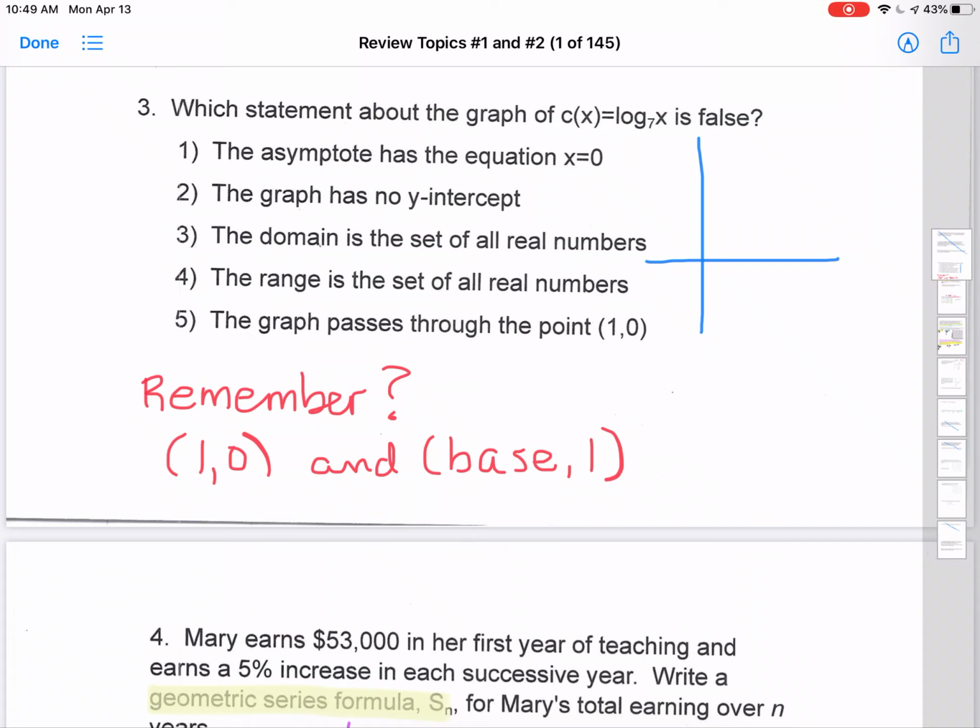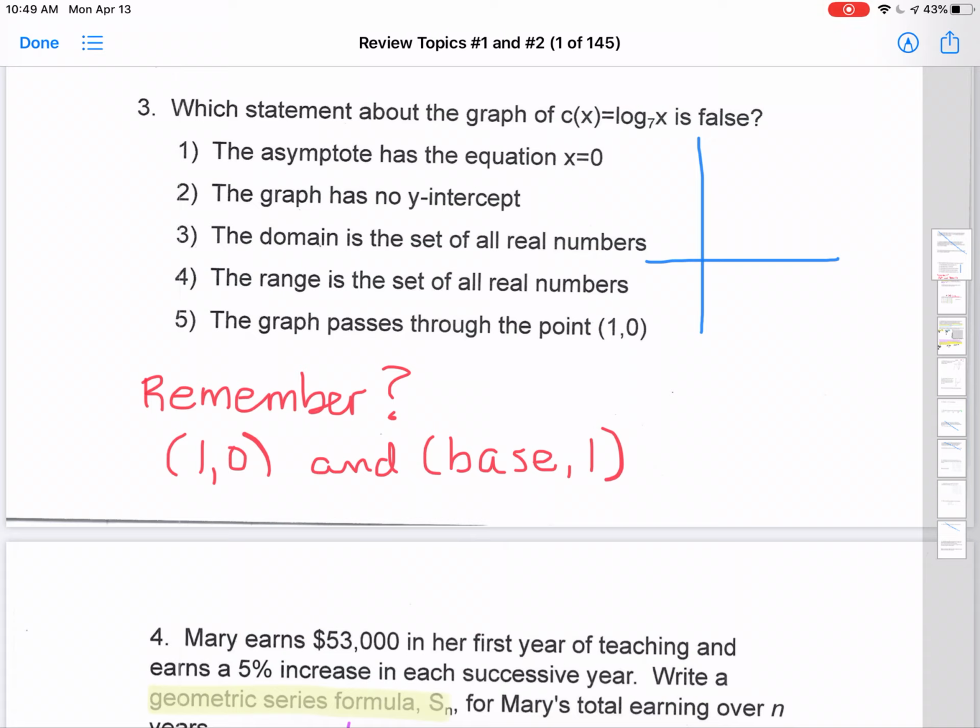Okay, next question. So this is the unit that we just did, the series and sequence unit. It says Mary earns $53,000 in her first year of teaching and earns a 5% increase in each successive year. As soon as you see that percent, we know this is exponential, we know it's geometric, and then it says write a geometric series formula, S sub n. So remember, that's on our reference sheet. So for Mary's total earnings over n years.